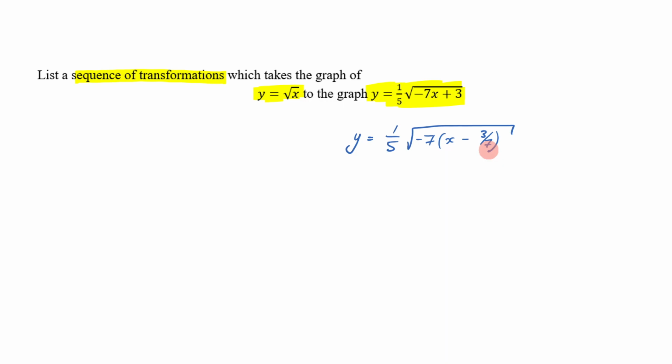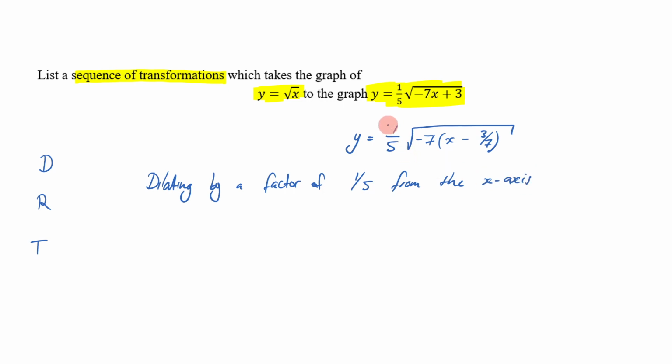Because once you've done this, it's just a matter of remembering Dr. T: dilations, reflections, translations. So first read off all your dilations. What dilations are occurring here? Well, you're first dilating by a factor of 1/5 from the x-axis. Because remember, this 1 on 5 is dilating from the x-axis.